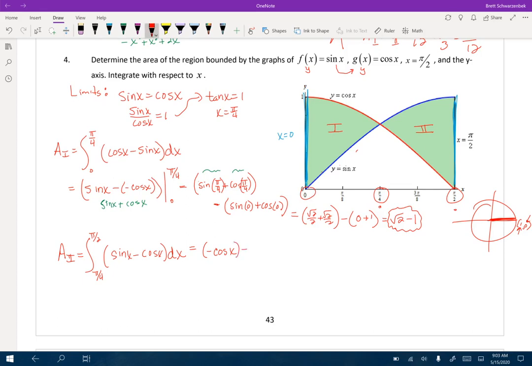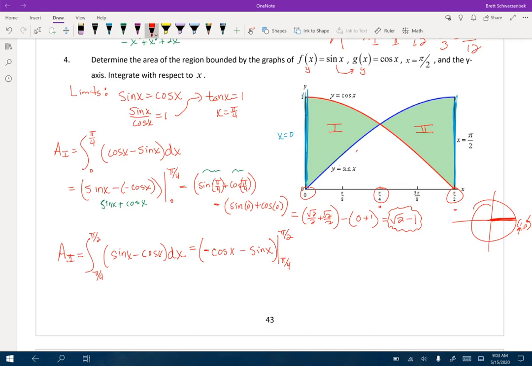Antiderivative of cosine is just sine. So we're evaluating that from pi over 4 to pi over 2. Okay, we can simplify this, obviously. Well, we can't really. We can just drop the parentheses. Right? Drop more than that. We got this. So negative cosine minus sine.